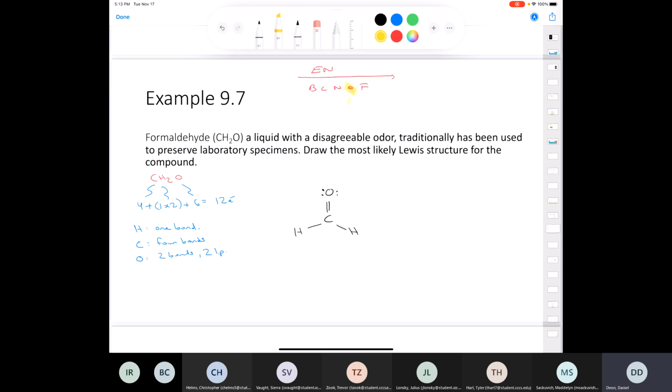well, now my oxygen is surrounded by 1, 2, 3, 4, 5, 6, 7, 8. And my carbon is surrounded by 1, 2, 3, 4, 5, 6, 7, 8. So the carbon and the oxygen both have a complete octet. They're both surrounded by 8 electrons. And since hydrogen is in the first period, it needs a duet, right? It needs to have 2 electrons to be isoelectronic with helium, the closest noble gas. And so this would be the most likely Lewis structure for the compound.